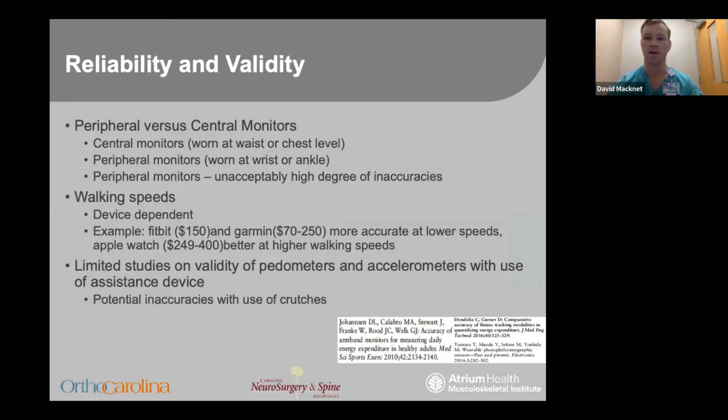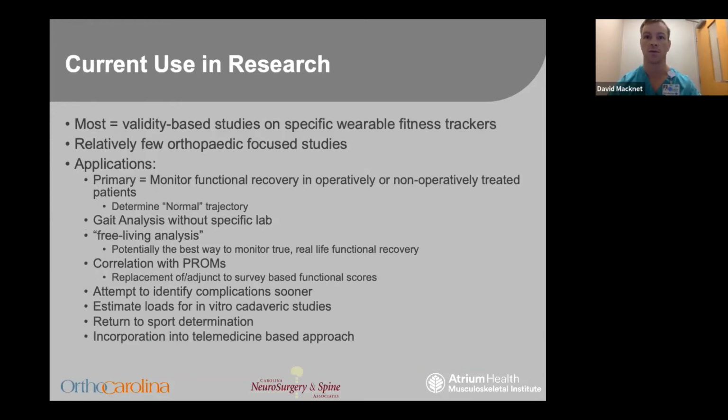As you can see here, the Apple Watch actually does a poor job of this versus the Garmin and Fitbit devices. There's currently limited data in the use of these devices with assistance devices for ambulation, which may hinder some of the orthopedic uses. Most of the research that has been published are on validity-based studies looking at specific types of activity trackers. When looking at the entire body of research, the published studies in orthopedics are relatively low.